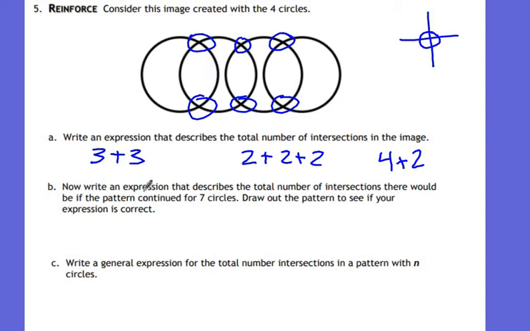Alright, let's move to B. It says, now write an expression that describes the total number of intersections there would be if the pattern continued for 7 circles. Draw out the pattern to see if your expression is correct. So they want me to write an expression for 7 circles and how many intersections it would have. This had 4 circles, and there was a total of 6 intersections.